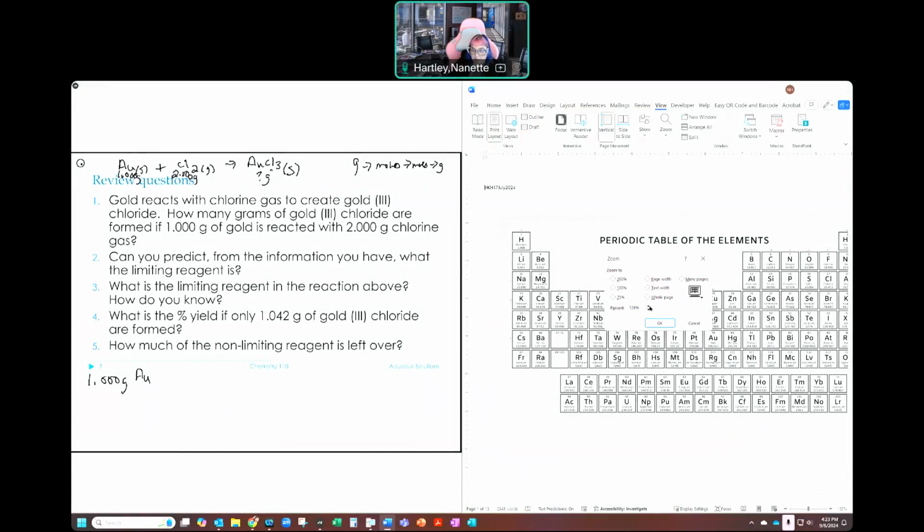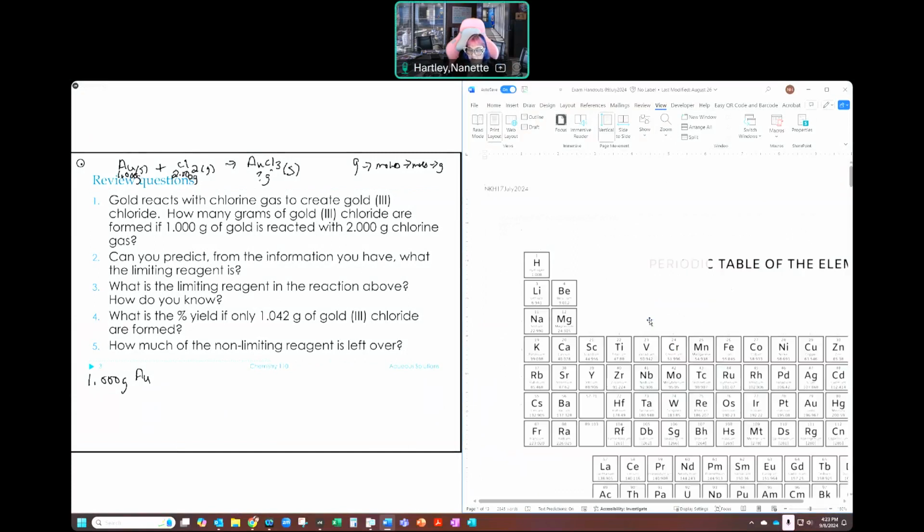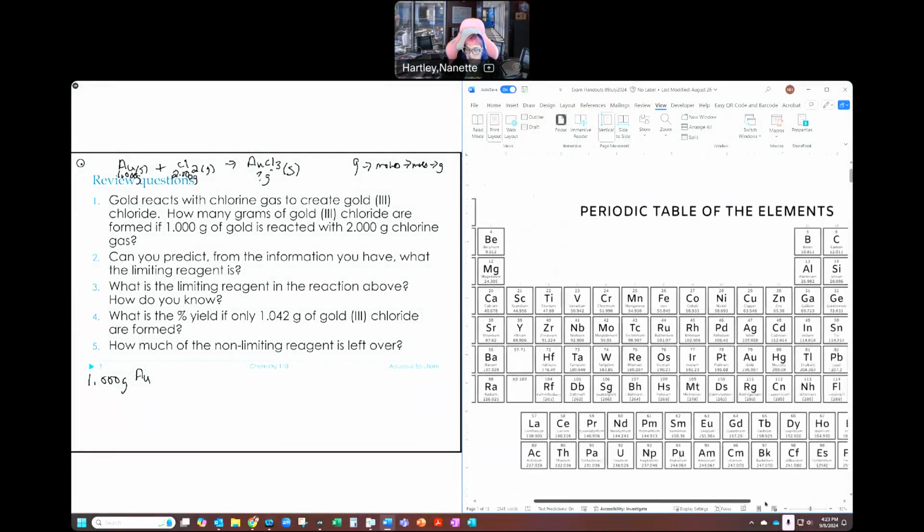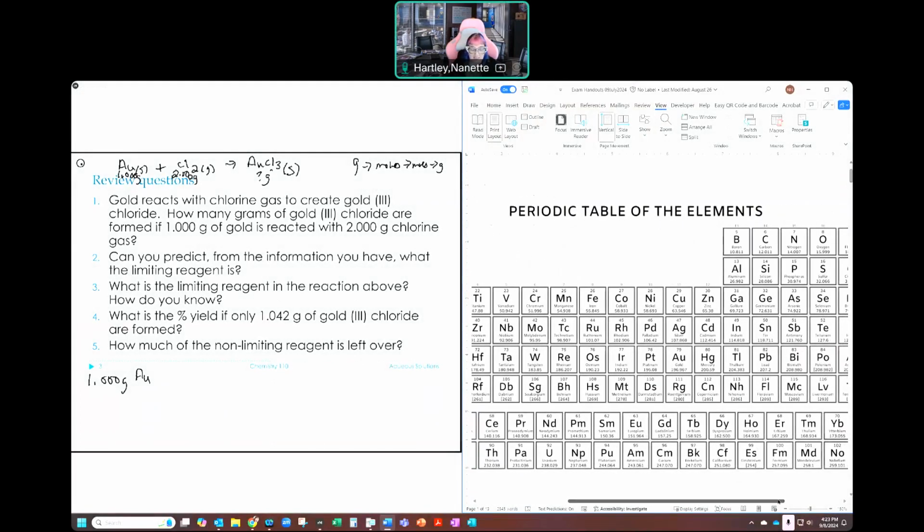I'm not going to be able to see the whole thing, but that's all right. I just need to be able to read it. Although I could scroll down, but that's okay. I want to see that mass. So it says 196.967 grams per 1 mole. And that would cancel my grams, and that would get me into moles of Au.